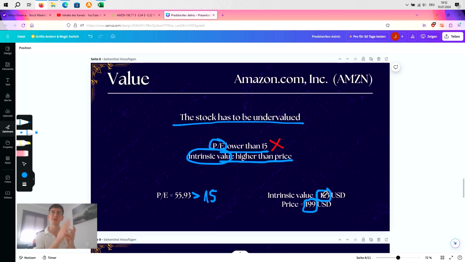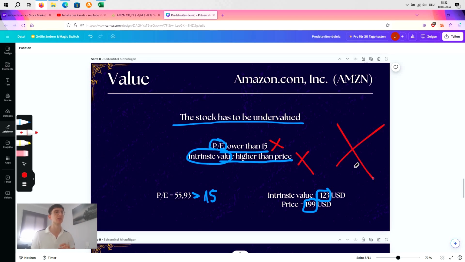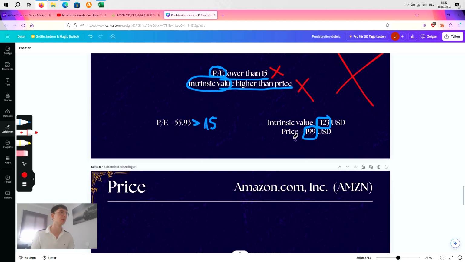Basically, intrinsic value tells you what price Amazon should have, but the price, as you can see right now here, tells you the actual price that it has. It's that simple, okay? Now, intrinsic value in this case is lower than the current price. That means that the Amazon stock is overvalued in that case as well. So Amazon stock is overvalued both with intrinsic value and P/E ratio.